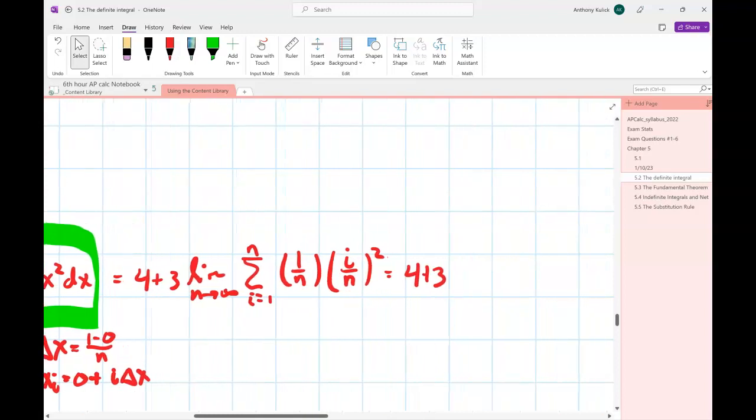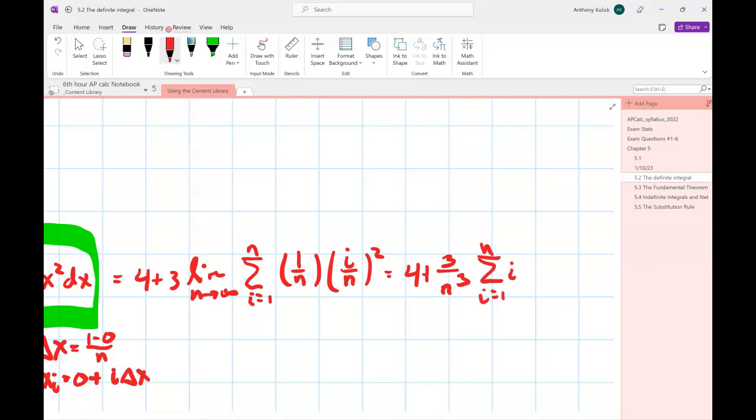All right. I noticed that I can then take out a 1 over n cubed. I have an n here and then 2 n's there, so that'll be n cubed. So I have 3 over n cubed as my coefficient, and the sum from 1 to n of i squared.